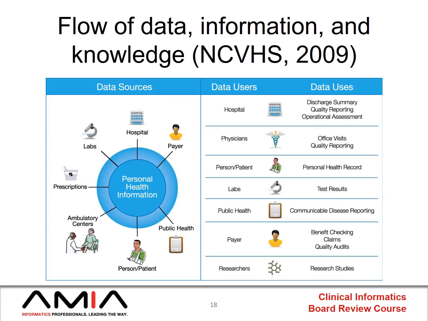All of the domains we've discussed so far involve a good deal of data, information, and knowledge. And a report from the National Center for Vital and Health Statistics enumerated the various sources of data about individuals. There are then users of that data from hospitals, physicians, patients, the public health system, payers, and researchers, and each of those users has particular usage as seen by the figure on this slide.